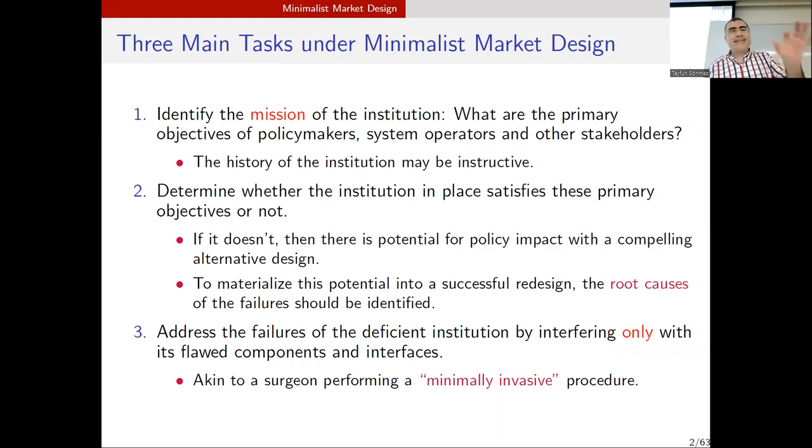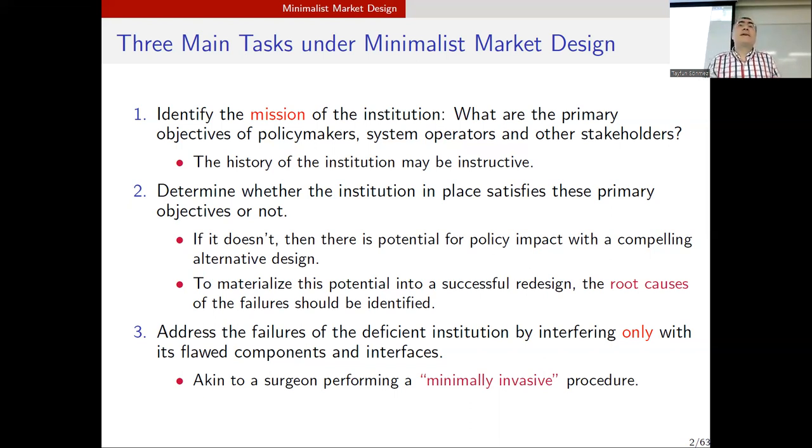Now, these are the main tasks. And these three main tasks uniquely identified which institution should be used, both in the Army's branching case, the second part of lecture two, and also in the Indian affirmative action case.